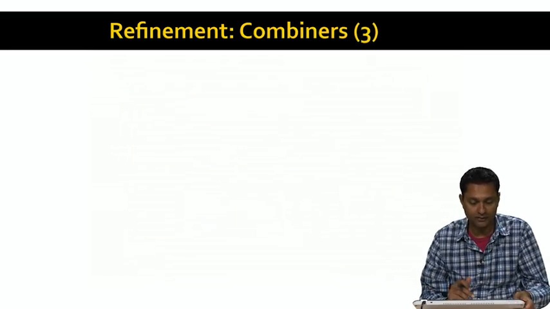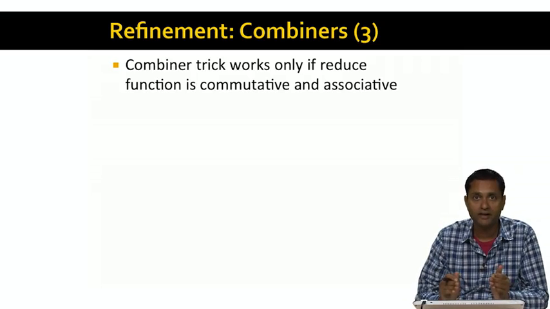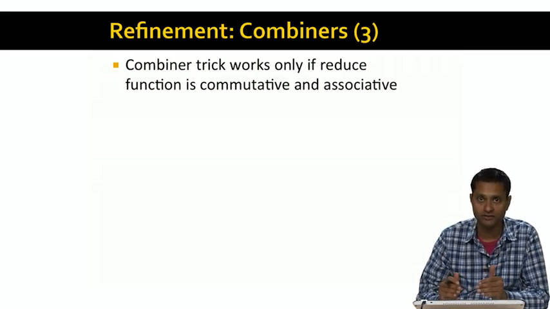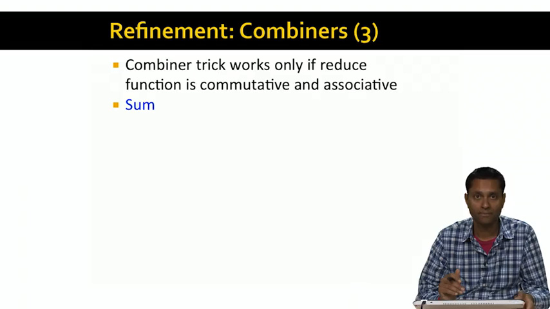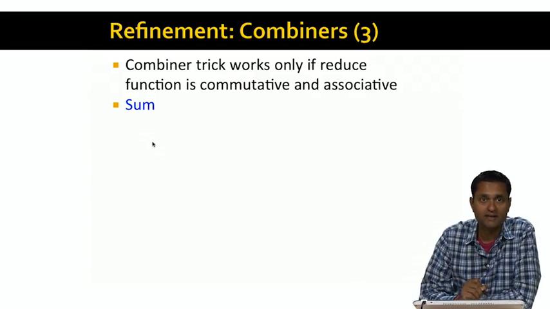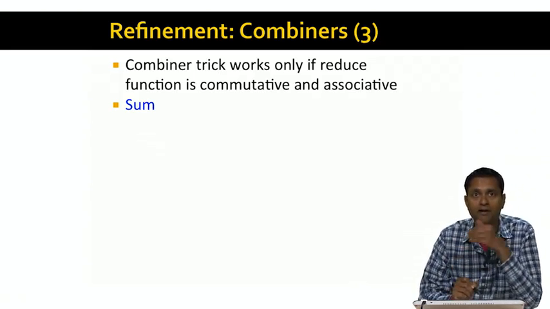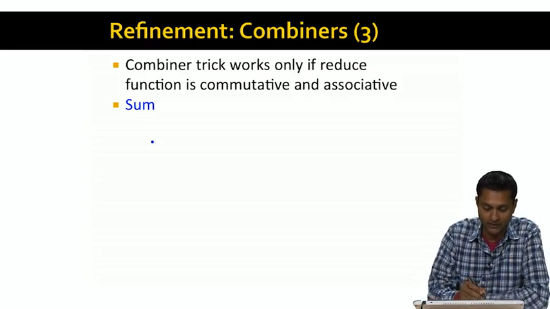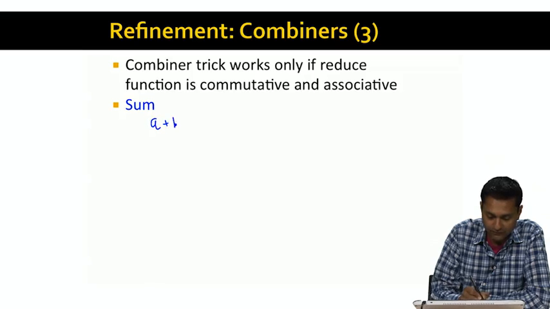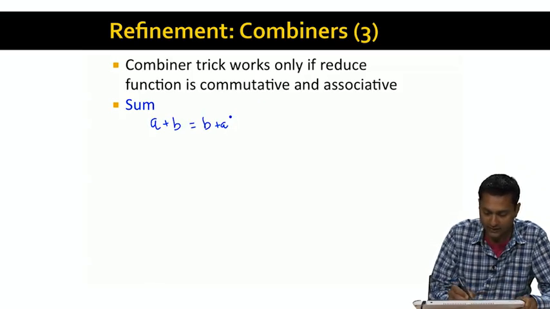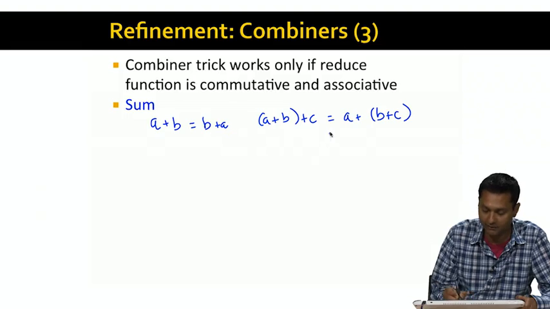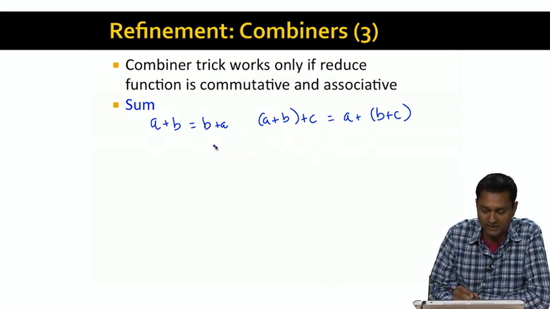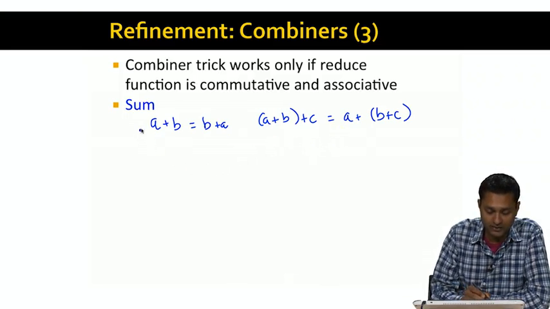However, we have to be careful, because this trick of using the combiner works only if the reduce function is commutative and associative. Let's look at a couple of examples to see what I'm saying here. Let's say the reduce function is a sum function. You want to add up all the input values, as in the count example. The sum function is commutative and associative, by which we mean that a plus b is the same as b plus a, and a plus b plus c is the same as a plus b plus c, grouped in any way. The first property is the commutative property, and the second property is the associative property. Because sum satisfies both these properties, sum can be used as a combiner as well as a reducer.